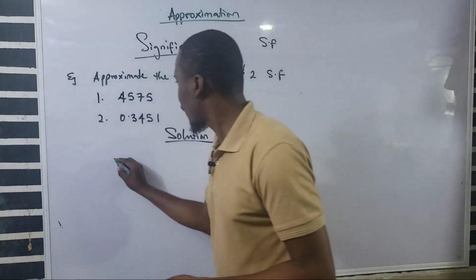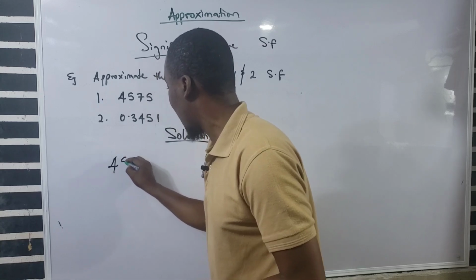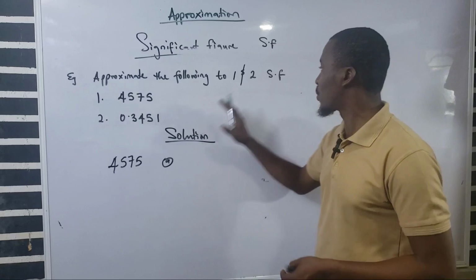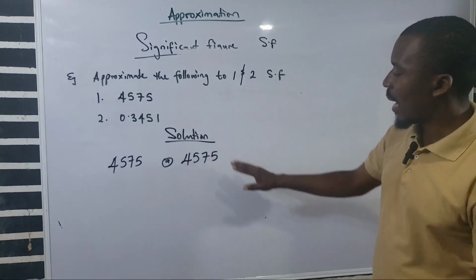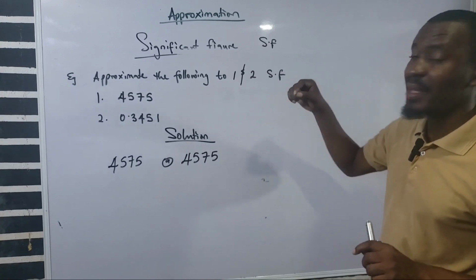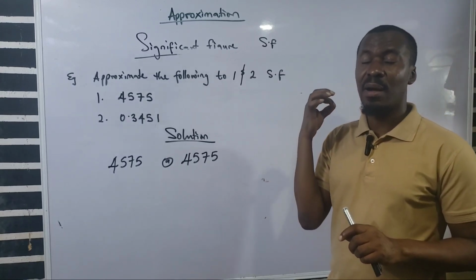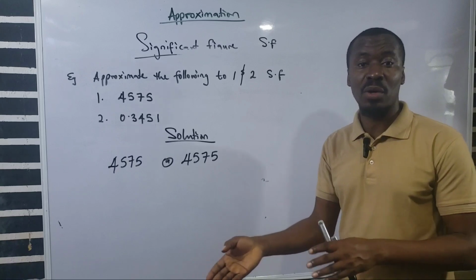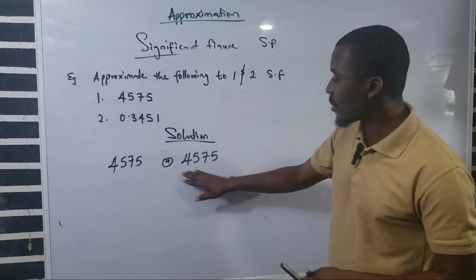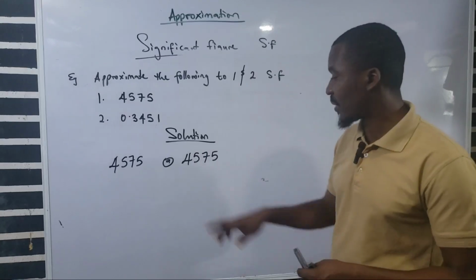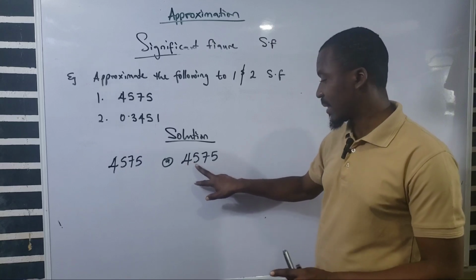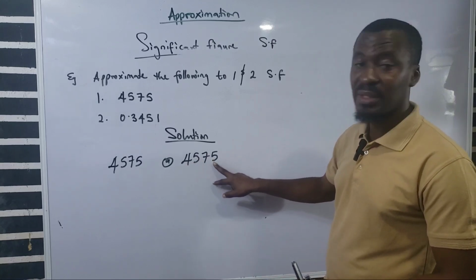Okay, so our first number is 4575. So A, we are going to approximate this number to 1 SF. How can we do that? It's very simple. Remember, the first thing to remember is that the significant figure starts with the first non-zero digit. In this number, the first non-zero digit is 4. So this is my first significant figure, this is my second, this is my third, and this is my fourth.